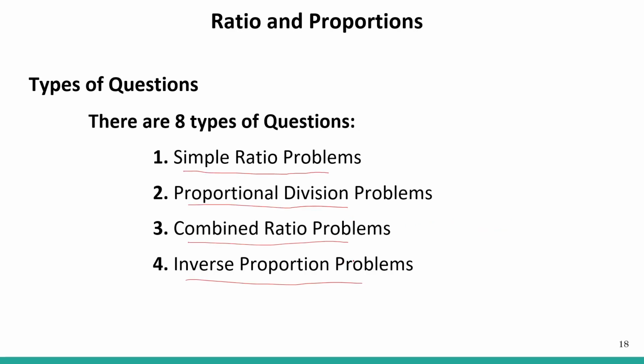So we saw all 8 kinds of questions, simple ratio problems. Now we have covered up to 4 kinds of problems, that is the simple ratio problem, proportional division problem, combined ratio problem, and inverse proportion problem.